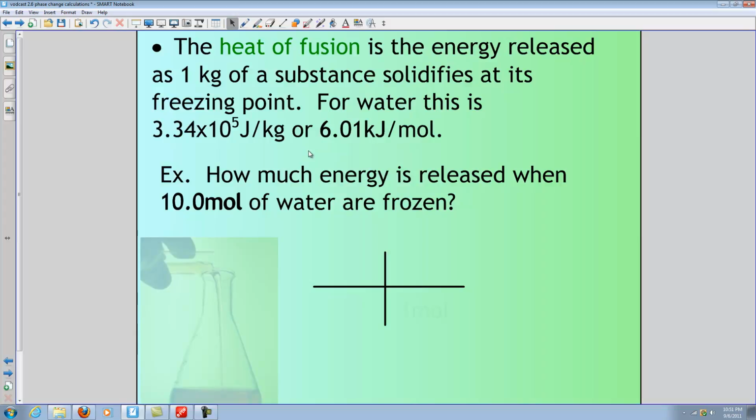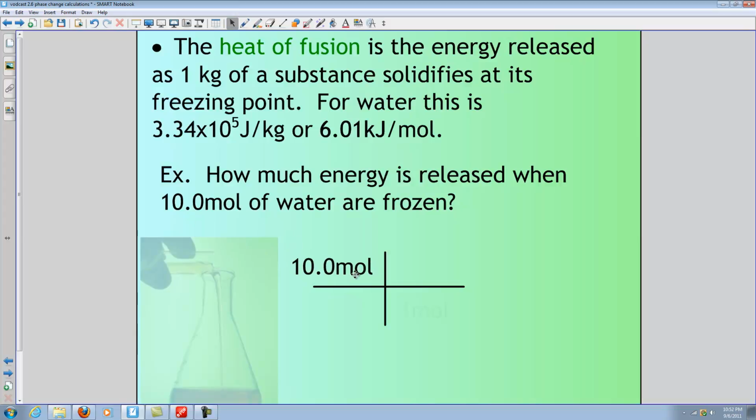The reason for that is, if you go back and think about kinetic theory, the molecules are moving a lot faster in gas phase. They're a lot further apart, so they require a whole lot more energy than they do just going from solid to liquid. Solid to liquid, they're not really that much further apart. They're just moving a little bit faster and can flow.